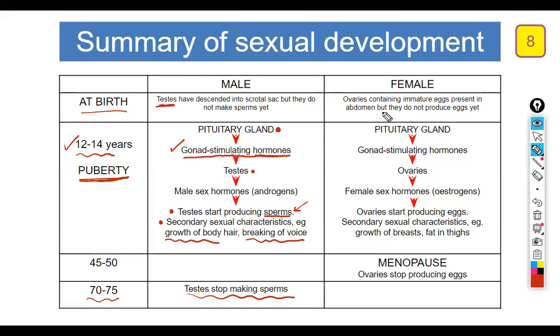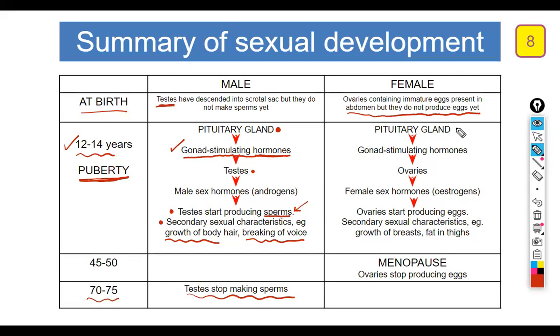Let's look at the females now, right? At birth, ovaries containing immature eggs are present in the abdomen, but they do not produce eggs yet. So it's like an immature version of an egg, right? Obviously babies cannot get pregnant because their eggs are not ready to be fertilized as yet, right? But what happens during puberty? That's between 12 and 14 years.